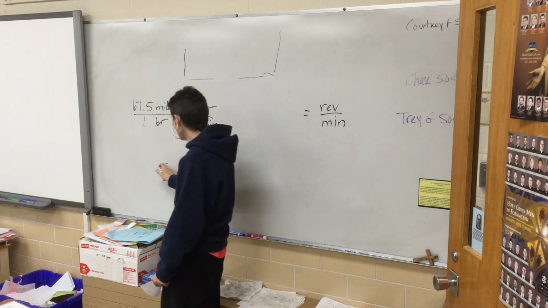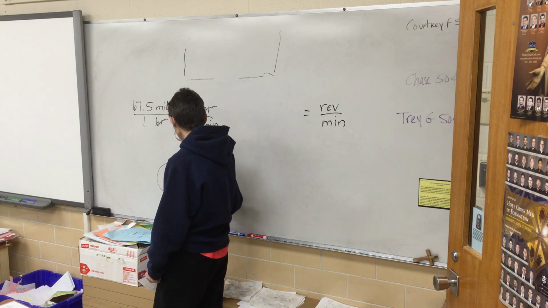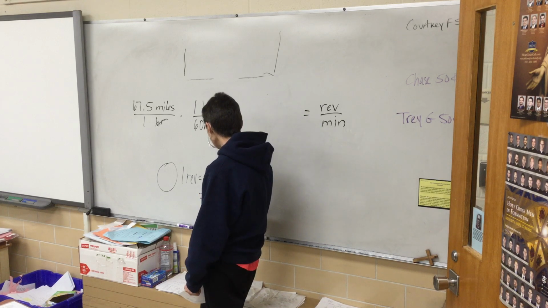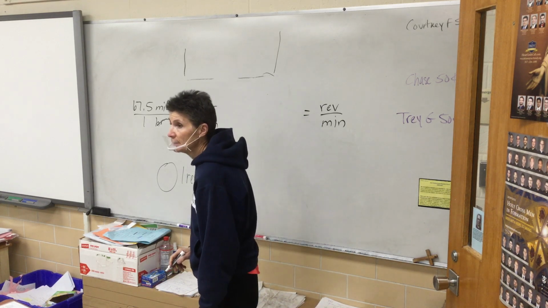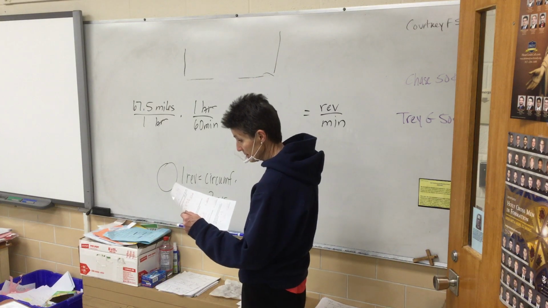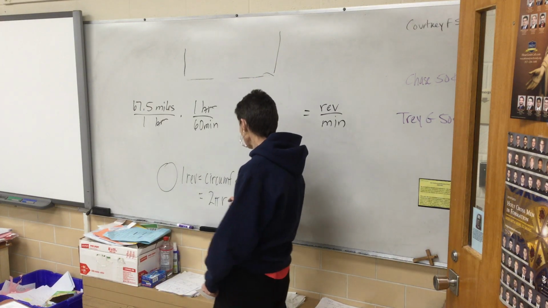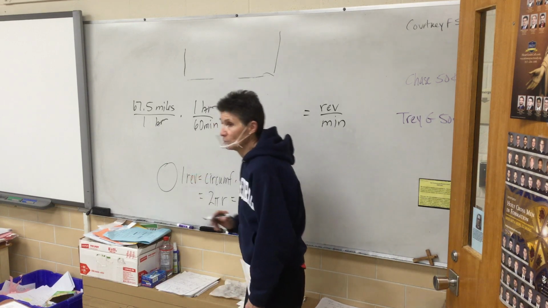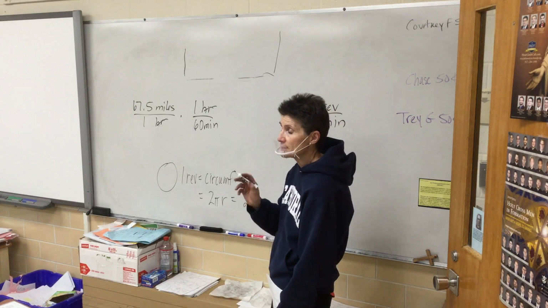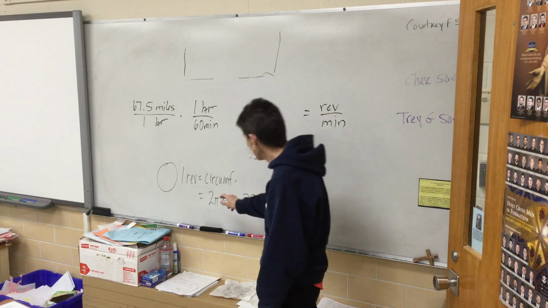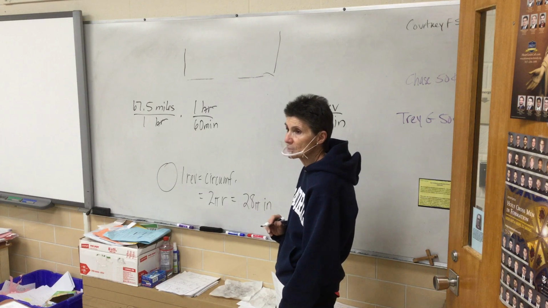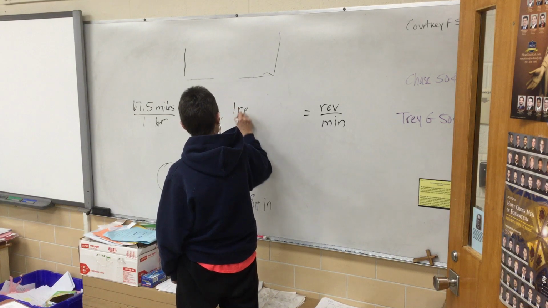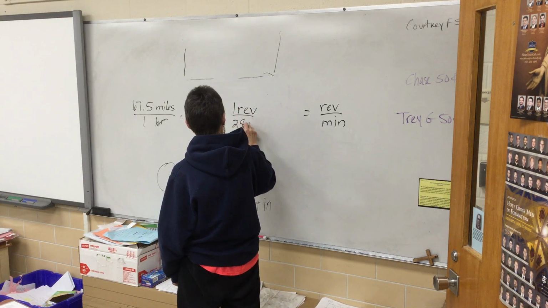So that's when I have to remember that 1 revolution is a circumference. And a circumference is 2 pi r. And in this case, r is 14 inches. So 28 pi inches is 1 revolution. A revolution is a circumference. Circumference is 2 pi r. R is 14 inches. So I know that 1 revolution is 28 pi inches.